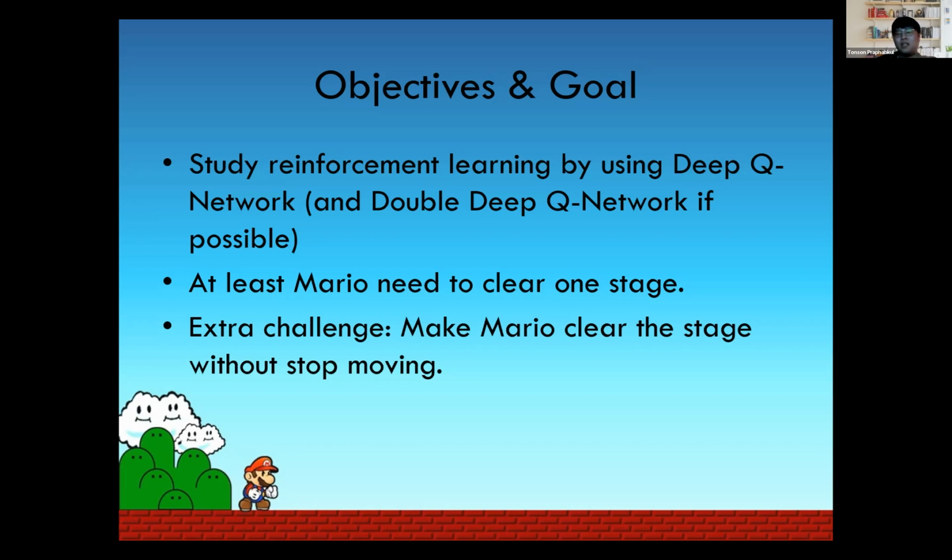And if it's possible, we want Mario to clear the stage without stopping. You get what I mean, right? He will run to the right. Because we think that if we can make Mario move non-stop, then maybe he can clear the stage in a shorter time.